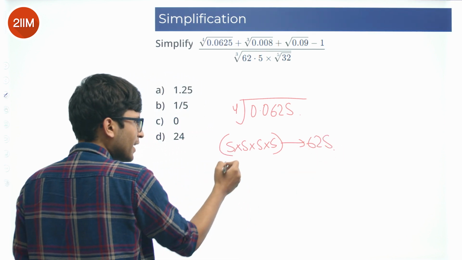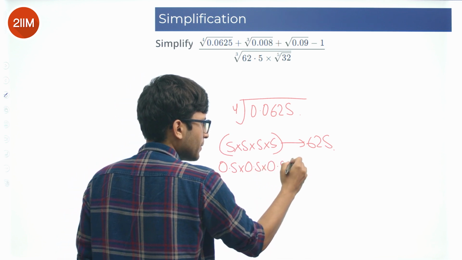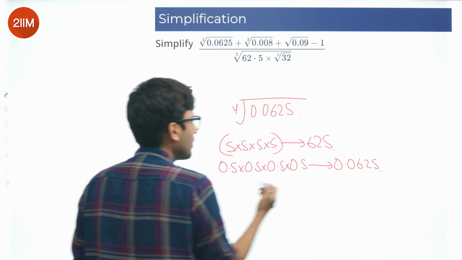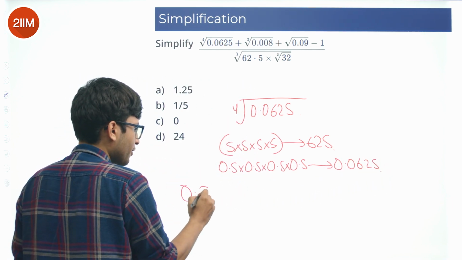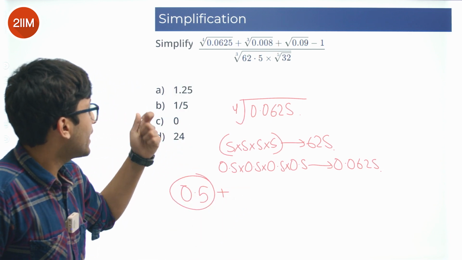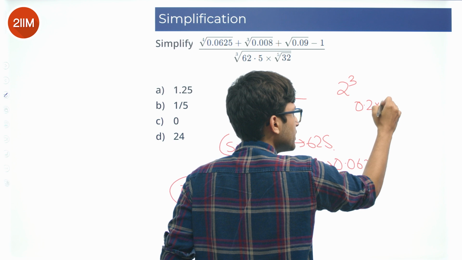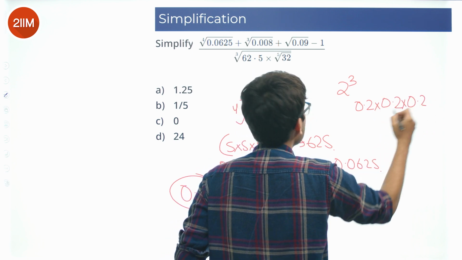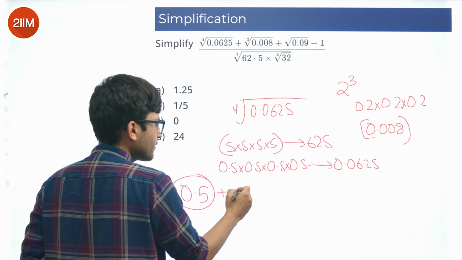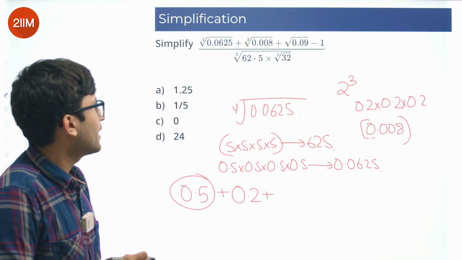And if the value is 0.5 into 0.5 4 times, then I would be getting the value as equal to 0.0625. Okay, so directly the first value is 0.5. Let's continue. Plus the cube root of 0.008. 8 also sounds familiar because it is 2 cube. So 0.2 into 0.2 into 0.2 will give me the value of 0.008. Yeah, perfect. So the next value is equal to 0.2.